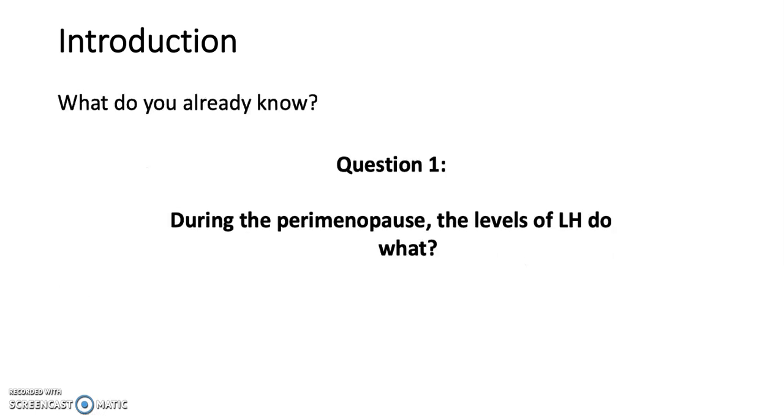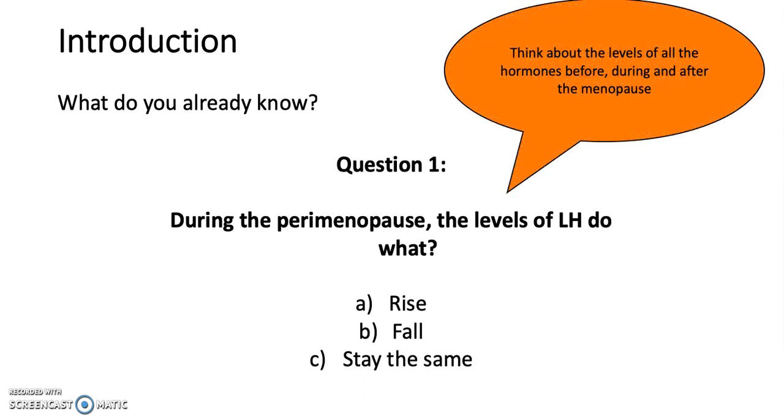Question 1. During the perimenopause, the levels of luteinizing hormone do what? A. Rise, B. Fall, or C. Stay the same? Think about the levels of all of the hormones before, during, and after the menopause. The answer is A. They rise.